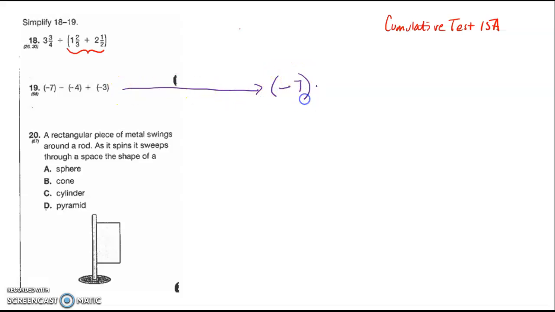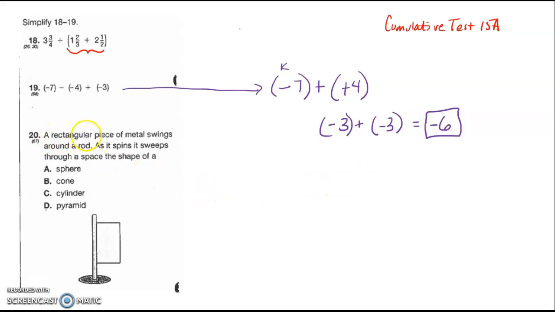So I have -7 minus a -4, and I'm going to do that first. So this is a subtraction problem. So I'm going to keep, change. Now it's an addition problem. -7 plus a +4. They're different signs, so 7 minus 4 is 3, and the 7 is bigger, so I have -3, and then I'm going to pull down the rest of the problem, plus a -3. So this is an addition problem, same sign, so we're going to add and keep the sign.